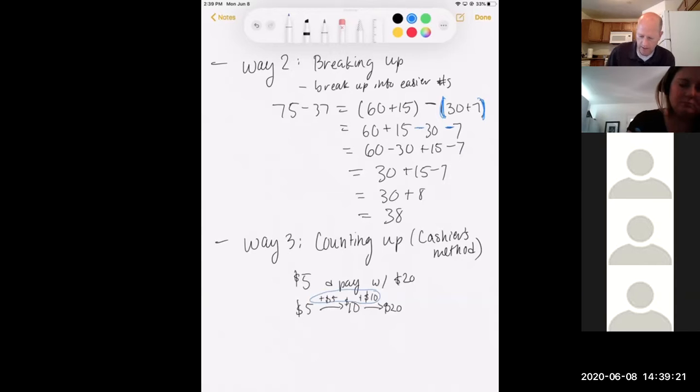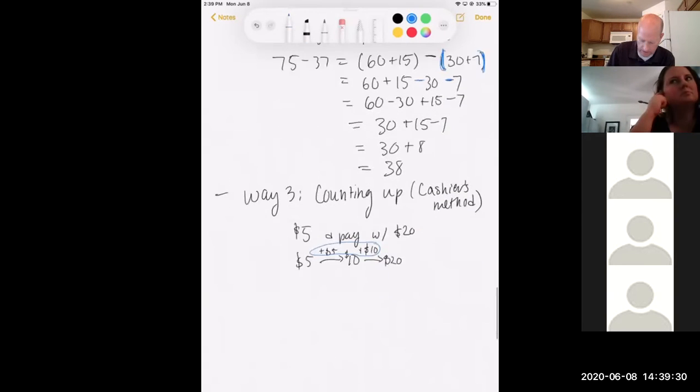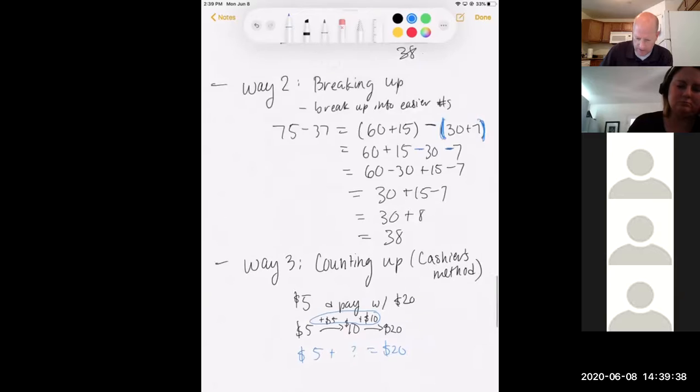So this is called counting up. You can find the difference by counting up from the smaller number to the larger number. This is kind of like the missing addend idea. The cashier is thinking, $5 plus what is going to equal $20? So counting up is missing addend.